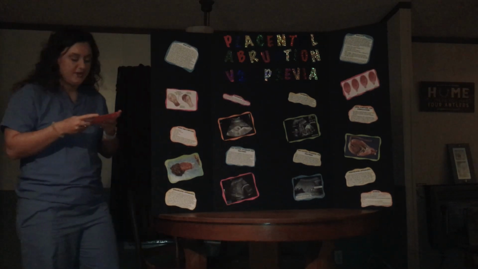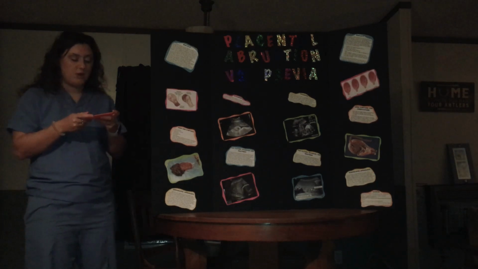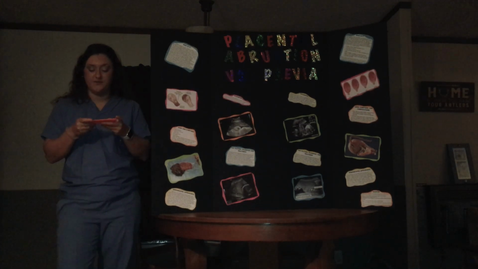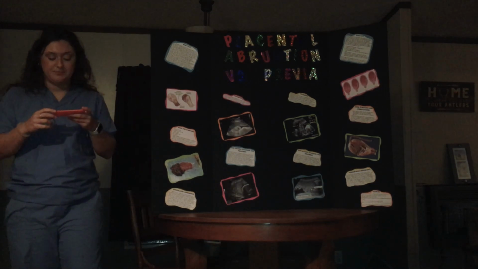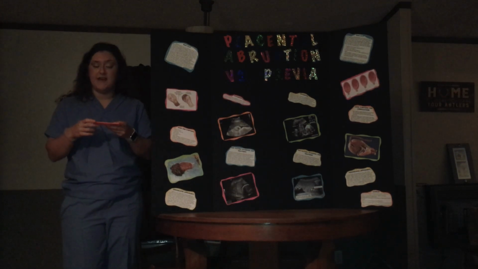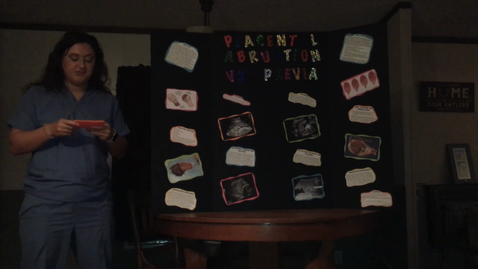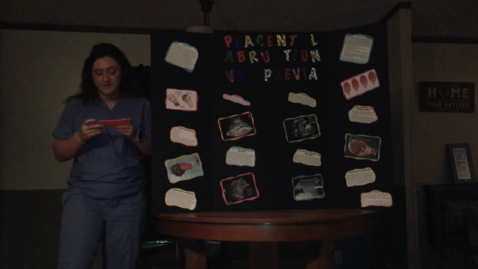Moving on to placenta previa. This is where the placenta covers the internal cervical os and prohibits delivery. It is the main cause of third trimester bleeding, and it occurs in 1 out of 200 births, and is also known as a high-risk pregnancy.